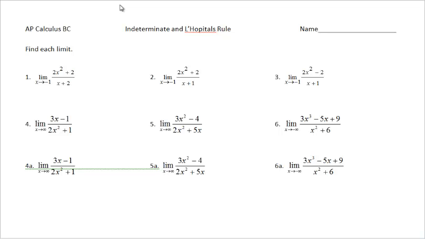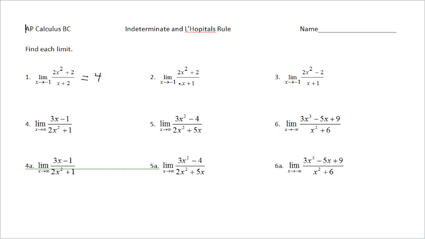To help us understand L'Hopital's rule, we need to go back and review limits. So find each limit. First thing you want to do is evaluate the function at the x value -1. So if I plug in -1 everywhere I see x, this works out nicely. I get the number 4.